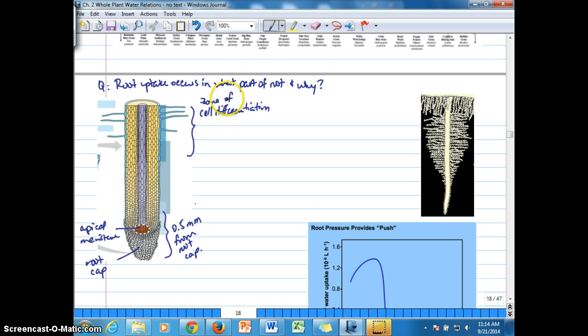Because that's where we have vascular tissue, functional vascular tissue. It is also the root hair zone. So if a plant has root hairs, then that's going to maximize root uptake as well. So we're going to talk a little bit about root hairs here. But again, that zone of cell differentiation is where there's going to be xylem. And xylem has to be present in order to transport or transfer that water up through the plant.